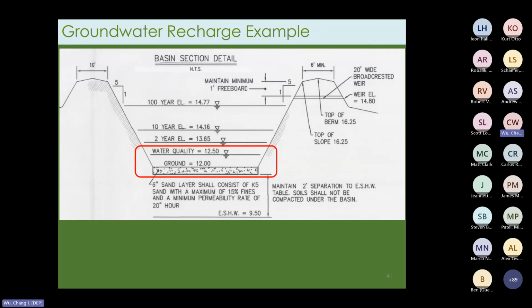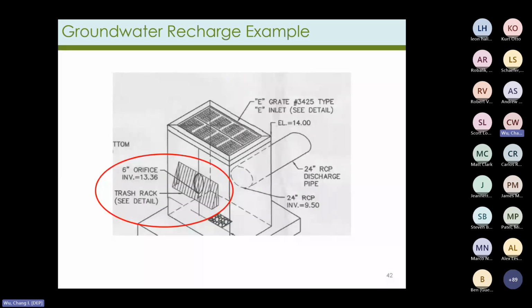However, this design has some variation. From the detailed drawing of this outlet structure, we can see that the lowest orifice is at 13.36 feet, which is between the elevation of the water quality storm and the 2-year storm. So in this case, the orifice of this BMP is set at an elevation higher than the water quality design storm. That means it will capture more runoff in order to provide enough runoff volume to meet the annual groundwater recharge deficit.